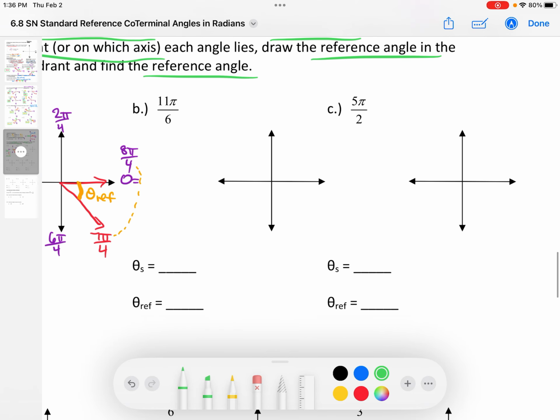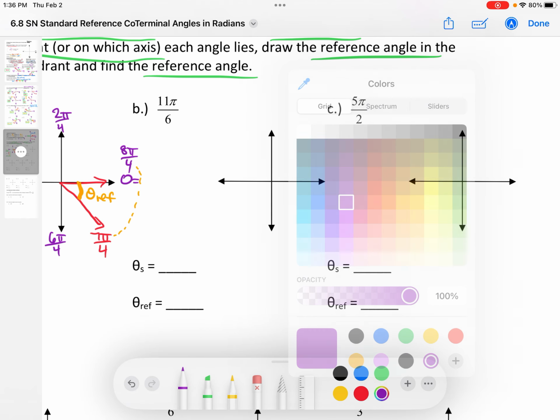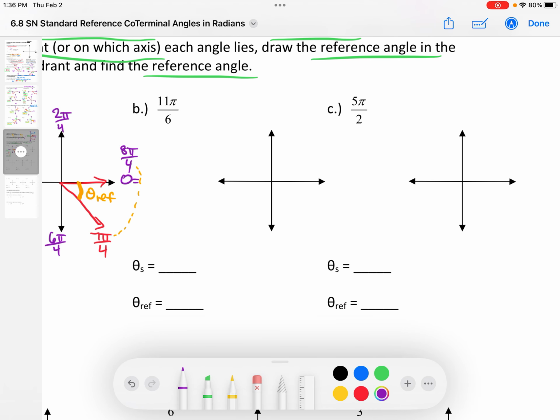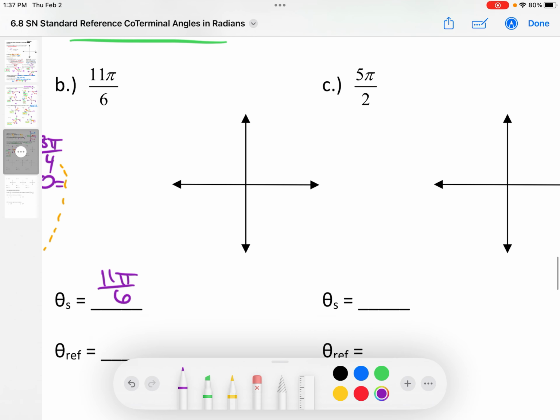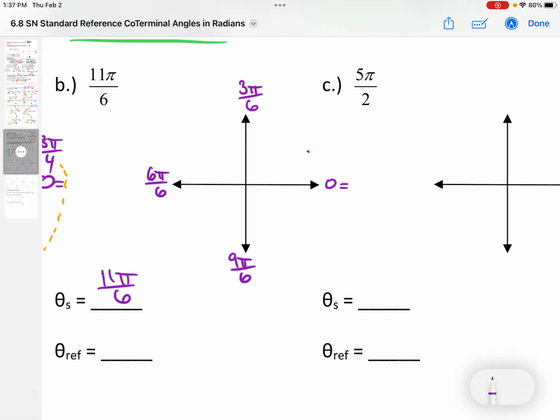So now let's look at B. 11 pi over 6, that is between 0 and 2 pi, so that will be the standard angle, 11 pi over 6. Label this axis with pi over 6, 0, 6 pi over 6 on the left. Half of that is 3, so 3 pi over 6, 6 pi over 6, 9 pi over 6, and around to 12 pi over 6.